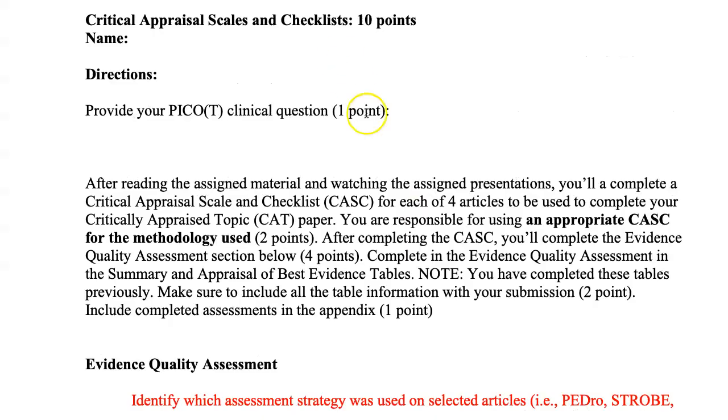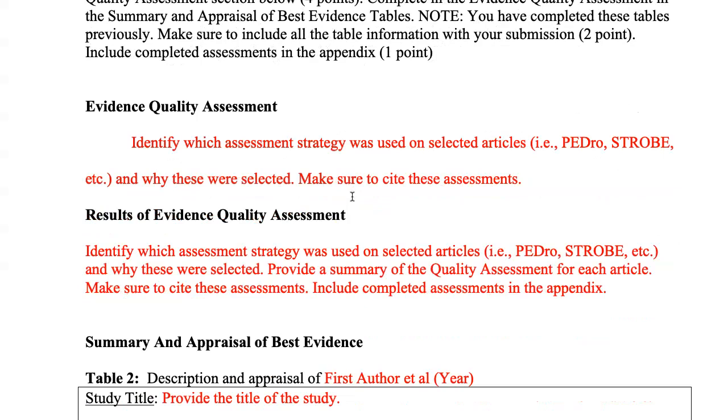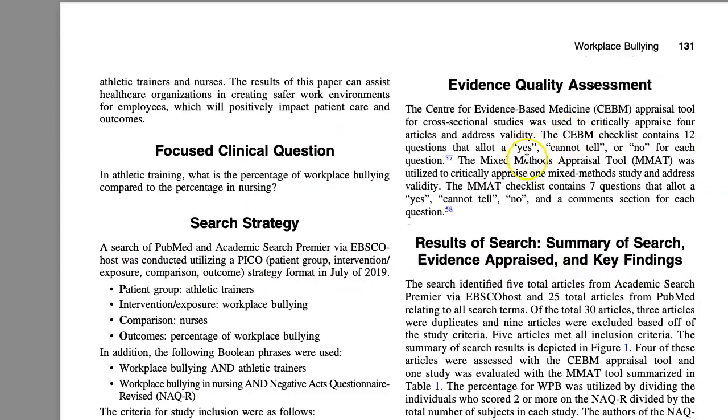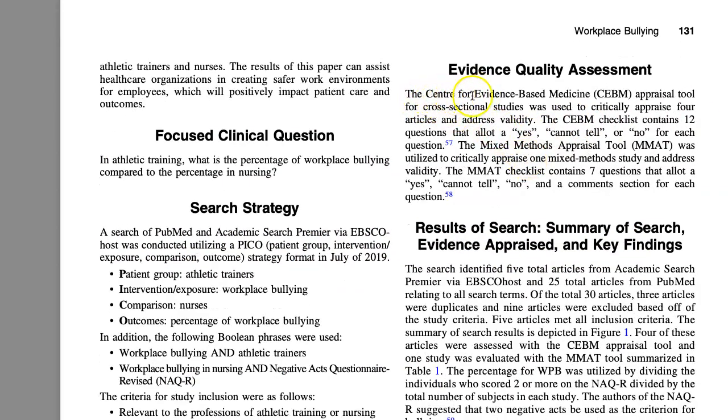So in the assignment for this week, you have two main areas that you're going to write up. The first area is the evidence quality assessment. Here you're basically going to just identify which CASC scale you used. So for our article here, the Center for Evidence-Based Medicine, or CEBM, appraisal tool for cross-sectional studies was used to critically appraise 4 articles and address validity. And then it provides an overview of what that scale contains.